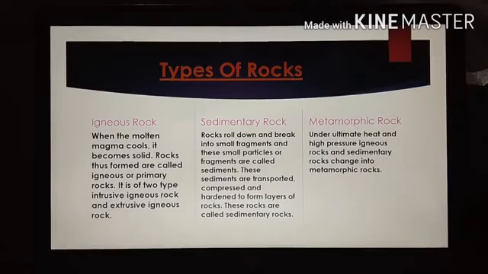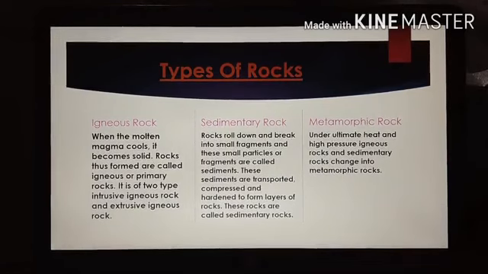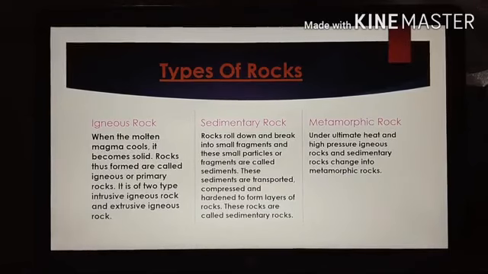First is igneous rock. How are igneous rocks formed? Igneous rocks are formed by the cooling down of magma. Either the magma cools down inside the earth's crust, or it comes up to the earth's surface and then cools down. In both cases, when magma cools down, it forms igneous rock.